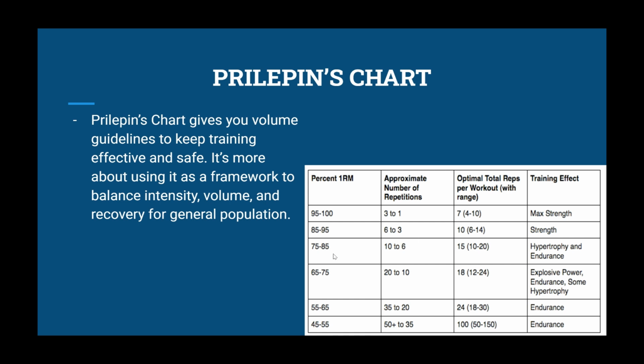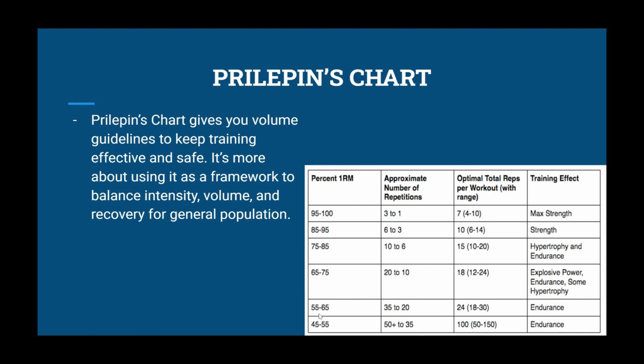75 to 85% of 1 rep max, we're looking at 6 to 10 reps per set, with optimal reps per workout being 15. This is where our hypertrophy and endurance start coming in, with a range of 10 to 20. 65 to 75% of 1 rep max, we're looking at 10 to 20 reps per set, with an optimal total of about 18 reps per workout, with a range of 12 to 24. And this is our explosive power, endurance, and some hypertrophy.